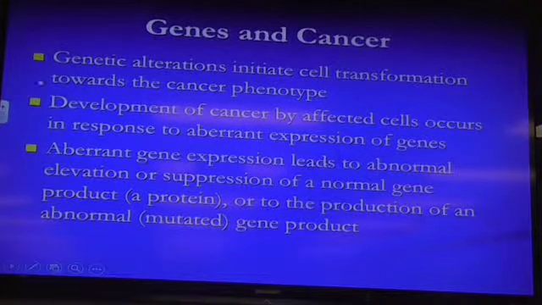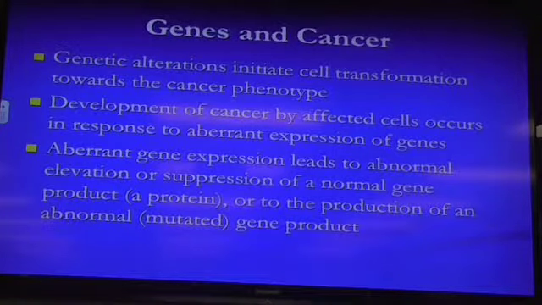So, just summing it up. Genetic alterations initiate cell transformation toward the cancer phenotype. Development of cancer by affected cells occurs in response to the aberrant expression of genes, and the aberrant expression of genes leads to the aberrant expression of the gene product. Just remember, all genes eventually, as they get transcribed, result in a protein byproduct. So that whole pathway goes in line.